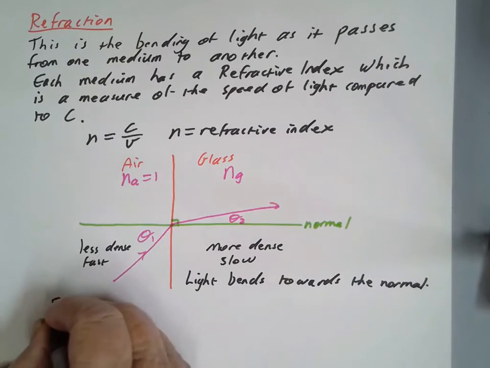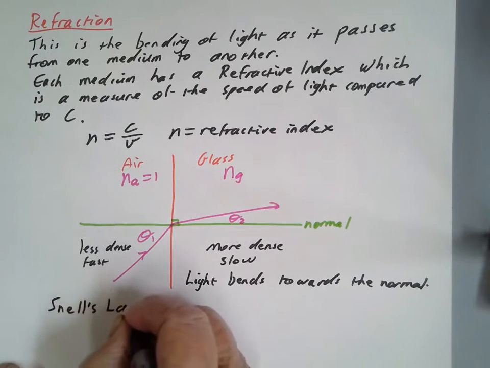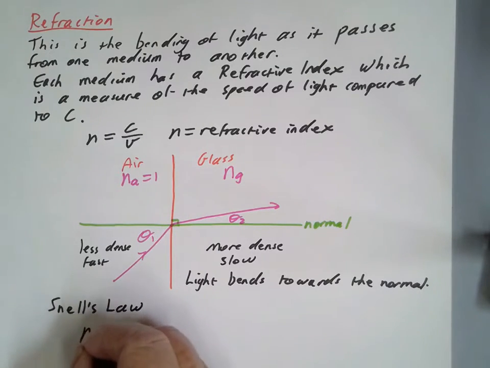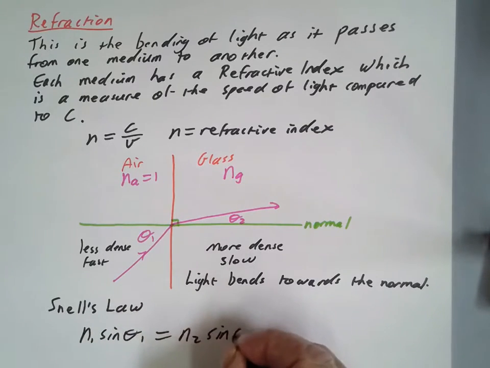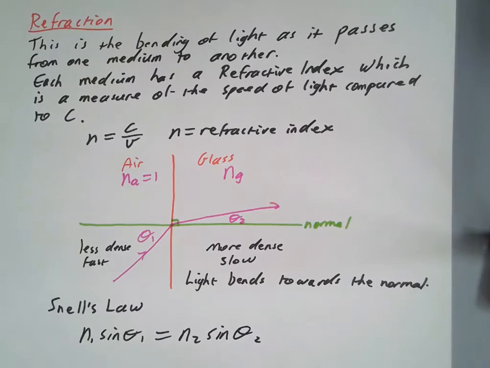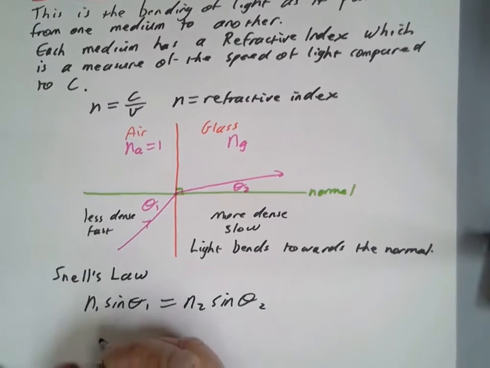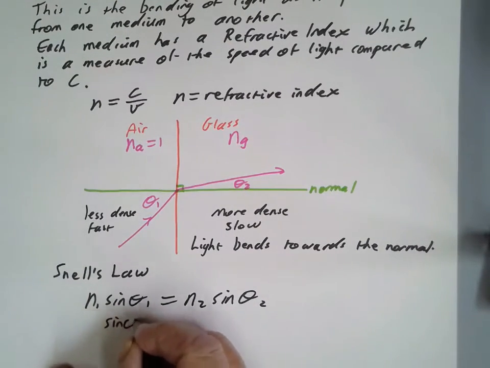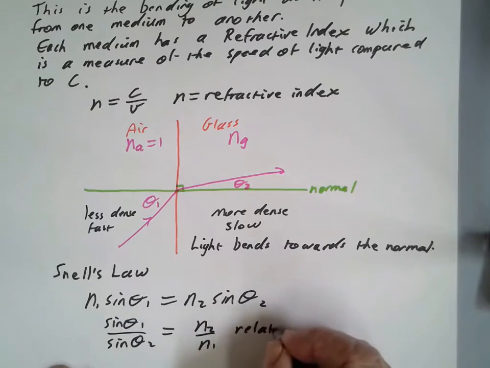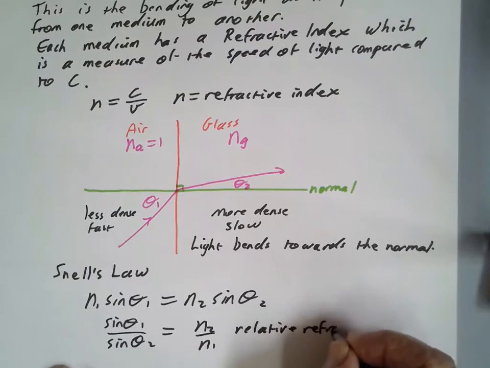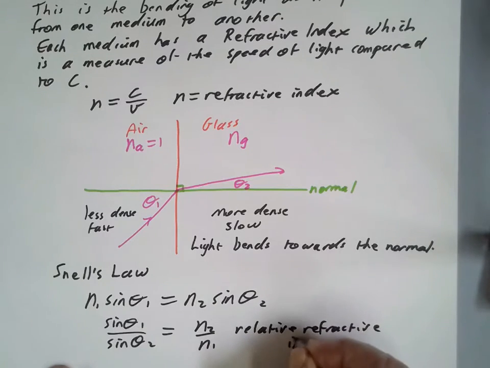So now we have a thing called Snell's law. Snell's law is really simple. N1 sine theta 1 equals N2 sine theta 2. You can complicate it and get a thing called a relative refractive index, but it's not used very often these days.